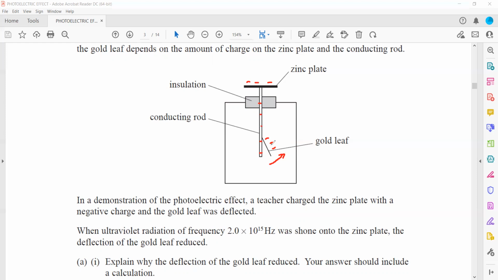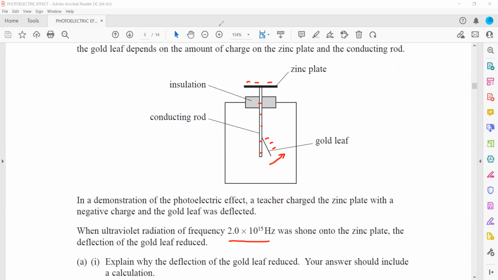Now then what he did, because the teacher is demonstrating the photoelectric effect, means explaining the idea that when light falls on the metal, the electrons are removed from the metal if the energy of the incident light is more than the work function. So when ultraviolet radiation of a frequency 2 into 10 to the power 15 hertz was shone onto a zinc plate, the deflection of the gold leaf reduces.